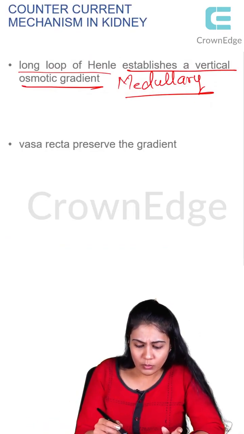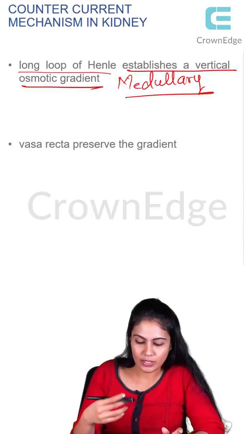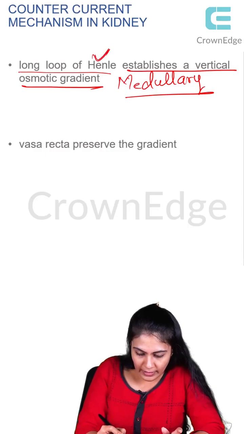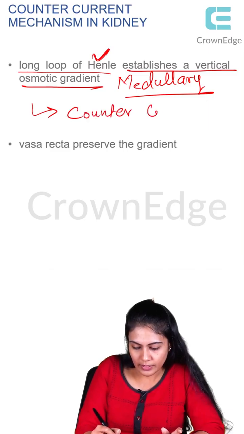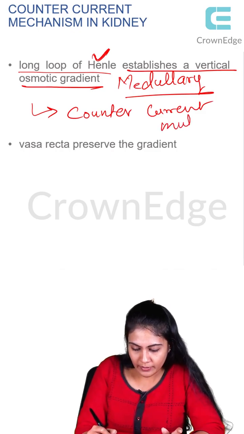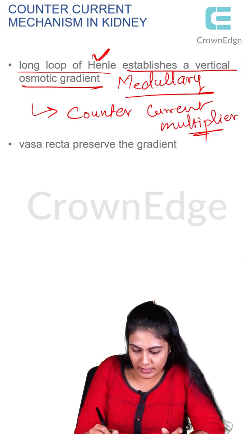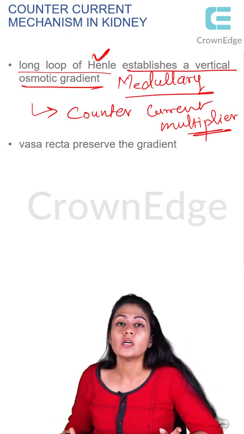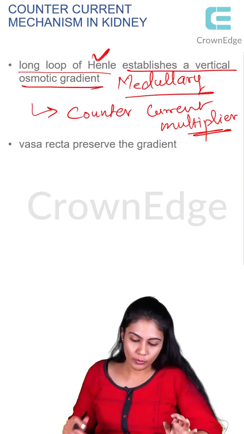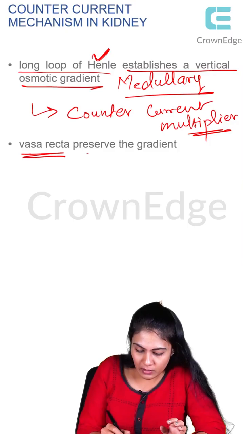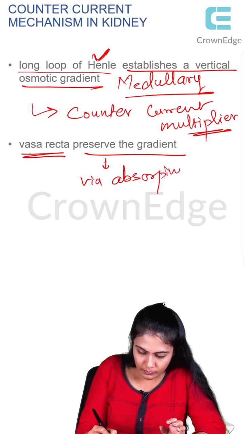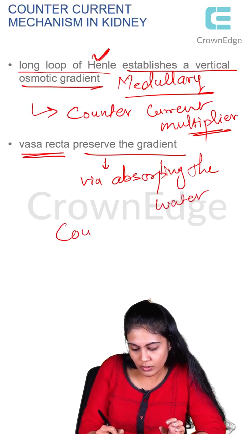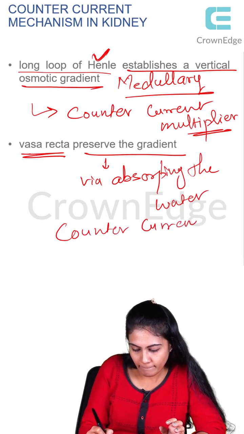Whatever gradient is established, it is established by the loop of Henle, so that's why it is known as the countercurrent multiplier, right? Because it increases the osmotic gradient four times more at the tip of the loop of Henle. And the vasa recta will preserve the gradient by absorbing the water quickly, right? So that's why it is known as the countercurrent exchanger.